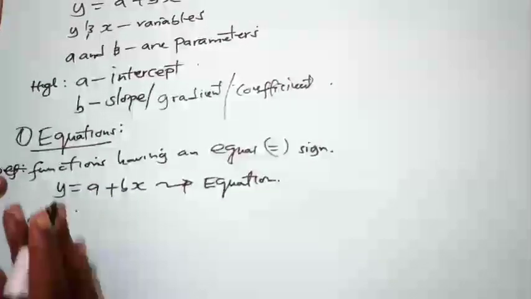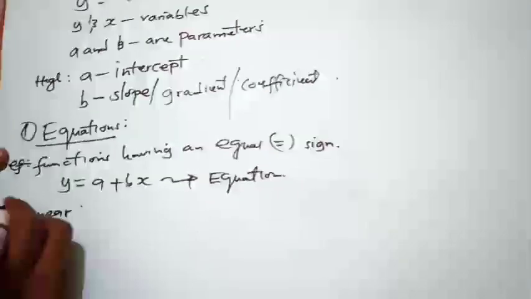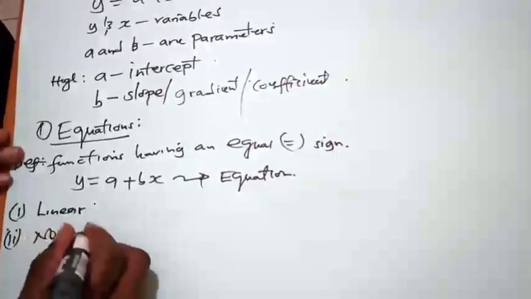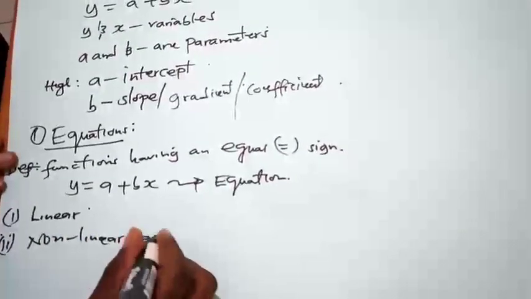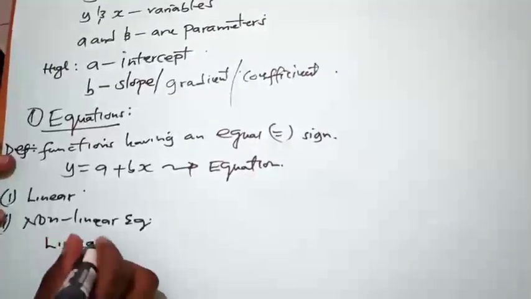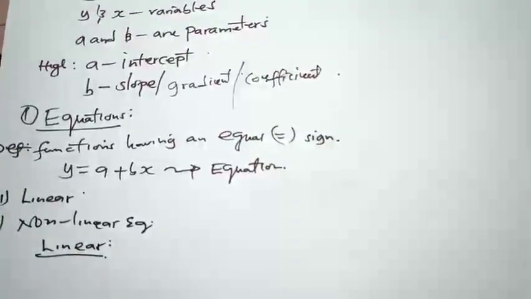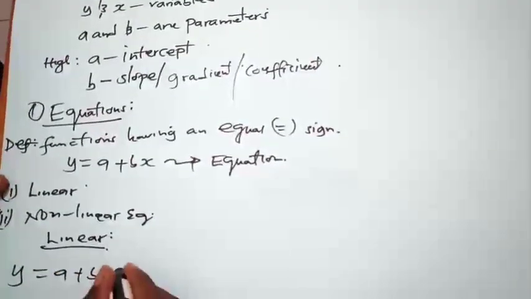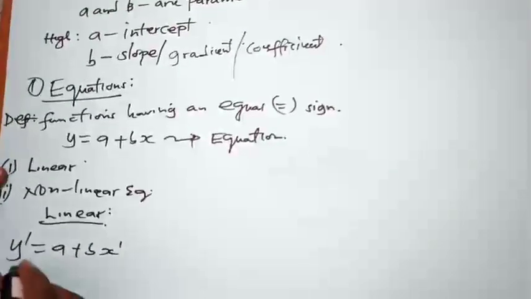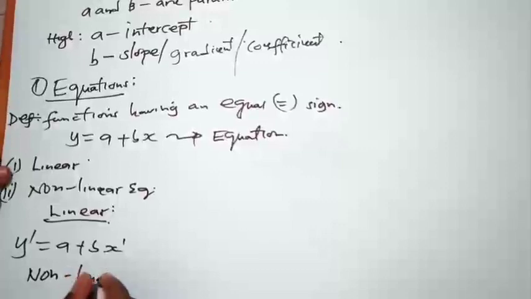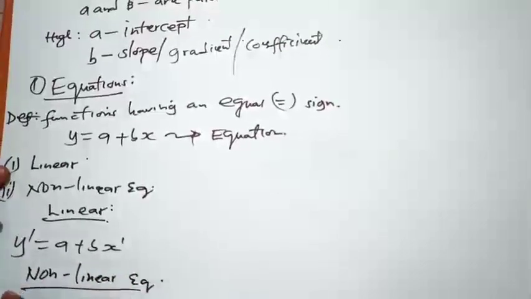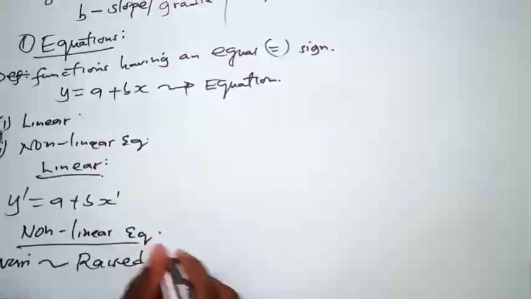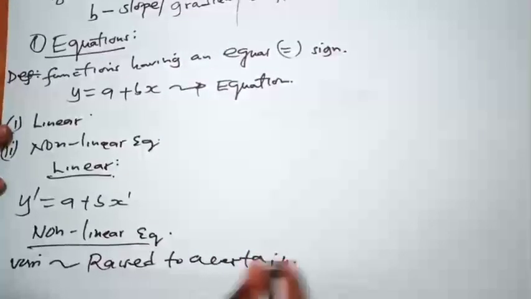So we have different types of equations. We have linear equations and non-linear equations. Number one, linear equations, and number two, non-linear equations. The case of linear equations is whereby the variables are only raised to a power of 1. We talk about y equals a plus bx, so they only have a power of 1. However, when you talk about nonlinear equations, we are talking about whereby the variables are raised to a certain degree.